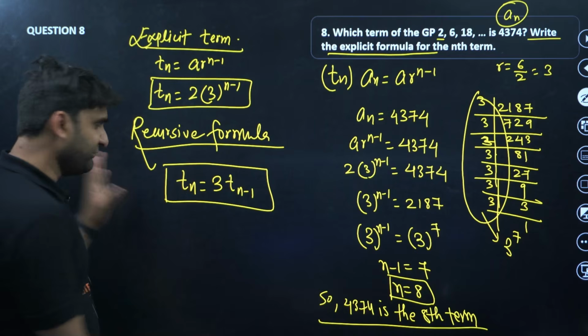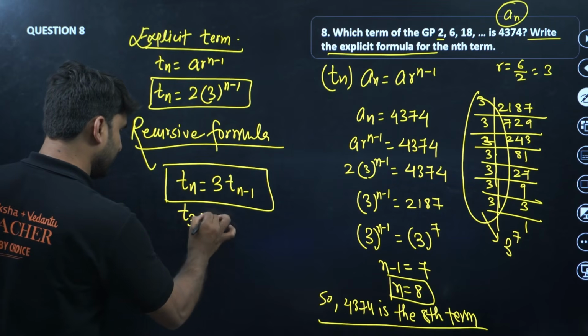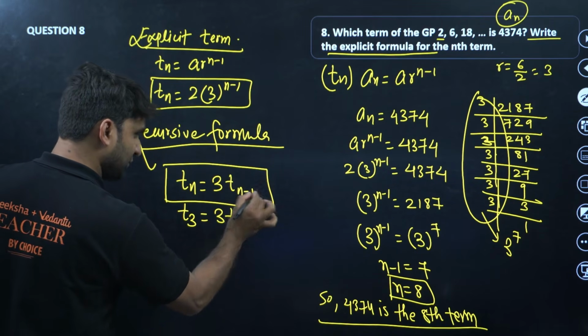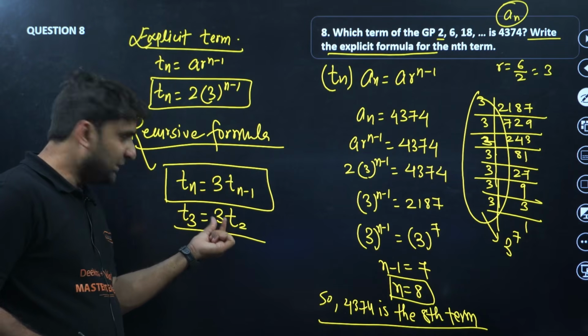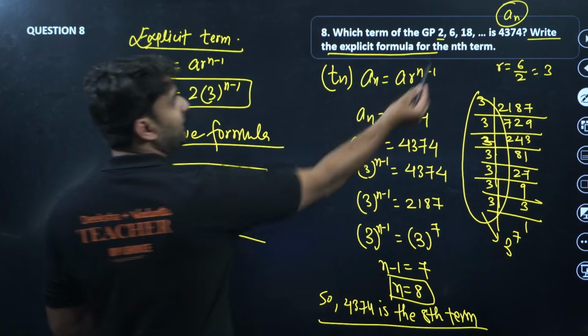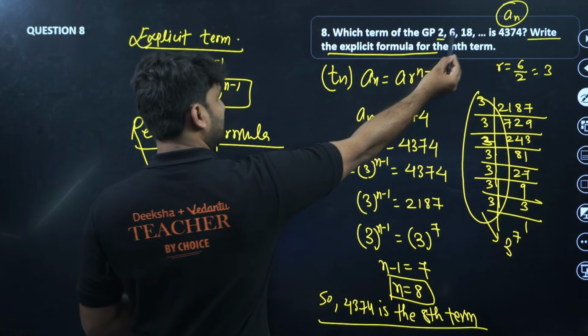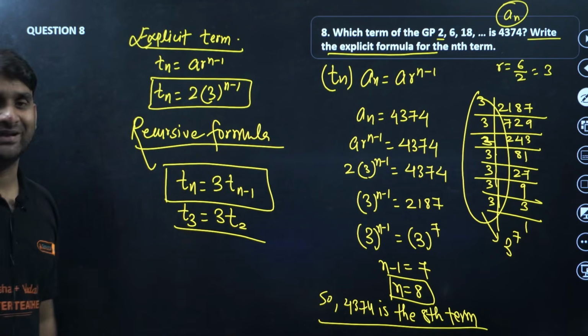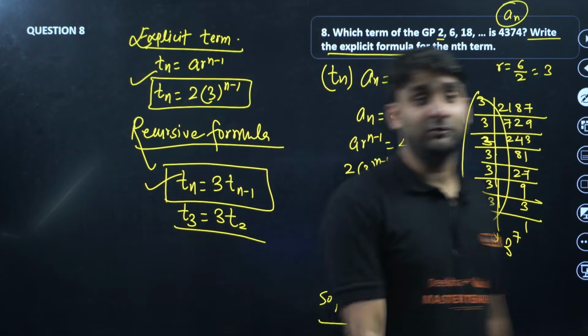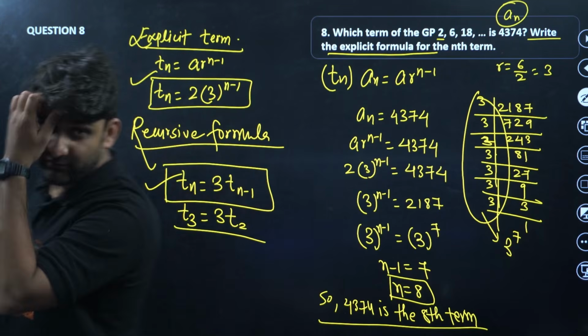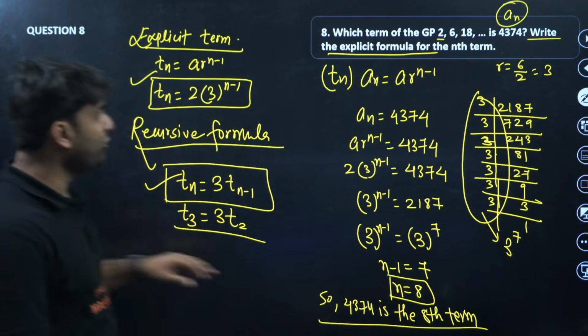Tn means, if you write here third term, so what will be this? 3 minus 1 will be 2. So third term is multiplication of 3 and the second term. If you multiply 3 into the second term, 6 into 3 will be the third term, which is 18 there. So this is the recursive formula, this is explicit formula. I hope this is clear to you guys. Please write it down, everyone. Okay, moving to the next question.